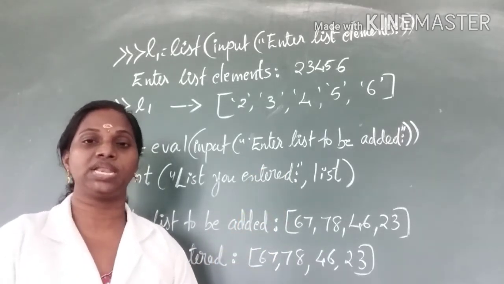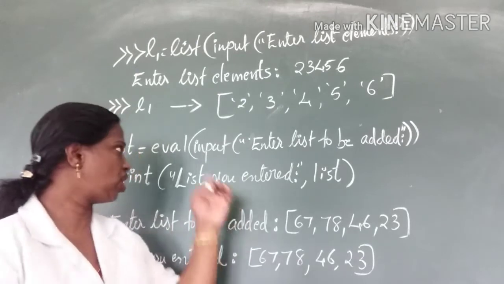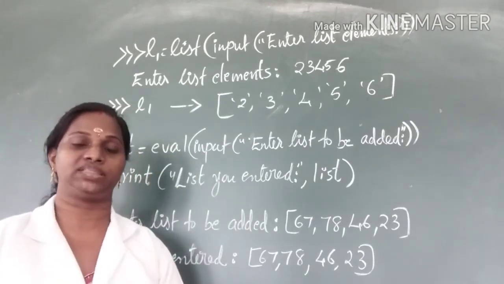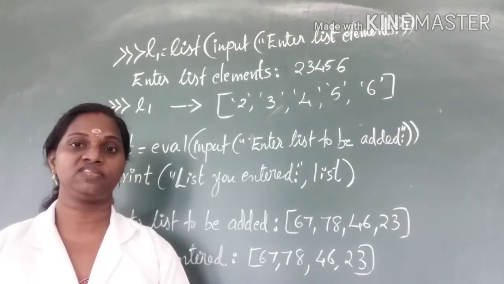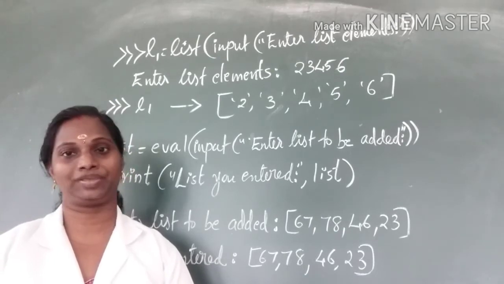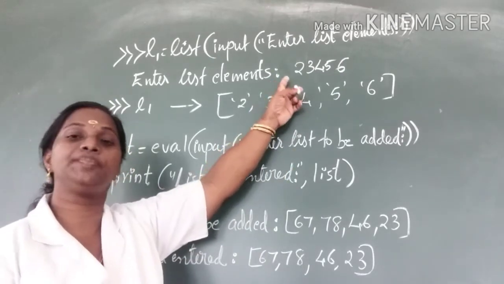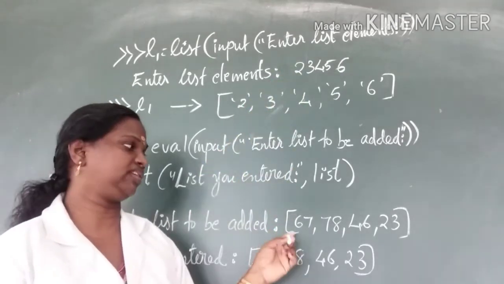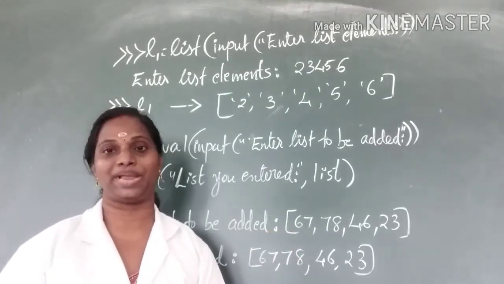Sometimes the eval operator is not working in the Python shell. Then you can work with it in script mode. So in the first one, you need to represent the square brackets, and in the second one, you also need to represent square brackets.